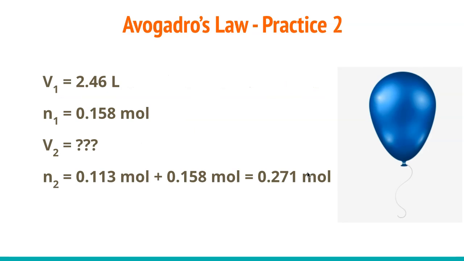So here are your variables. V1 is 2.46 liters, N1 is 0.158 moles, V2 needs to be solved, N2 is going to be, and you have to pay attention here, 0.113 moles plus 0.158 moles. So this is a combination of the two in order to determine what N2 is. And you needed to be careful in that step and not just grab one of those two values there. Okay?